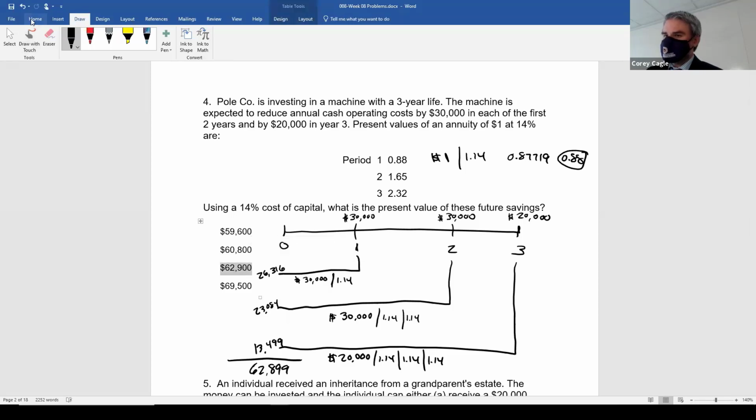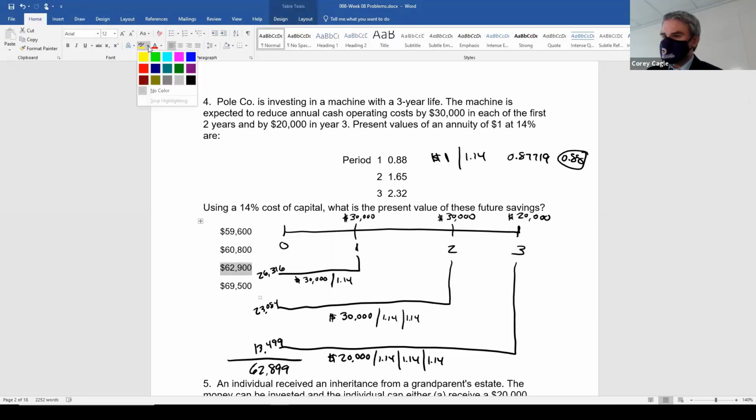That's how those tables are built. So it's a good thing to know how to do. It's just a good idea to be aware of. We learn all these present value tables and we just kind of blindly use them without really understanding them. That's how those tables are built. That's all there is to it.